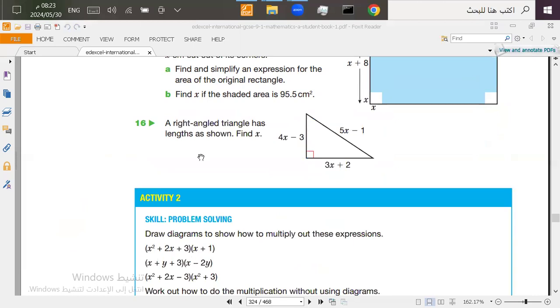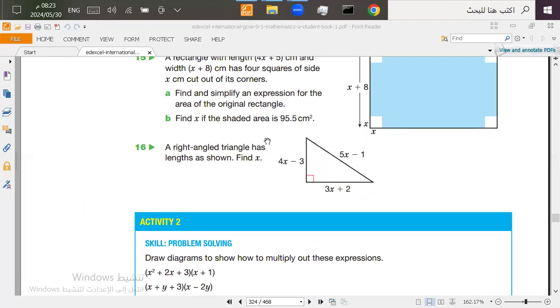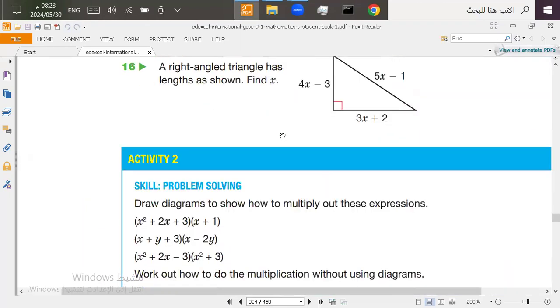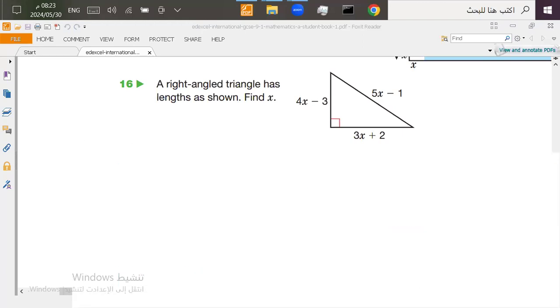Question 16. These are very important questions because they have a lot of ideas and you have to study them well. And you have to understand them, not memorize them, because the ideas are changeable. They can change the numbers, they can change the shapes. You have to understand it instead of memorize it.